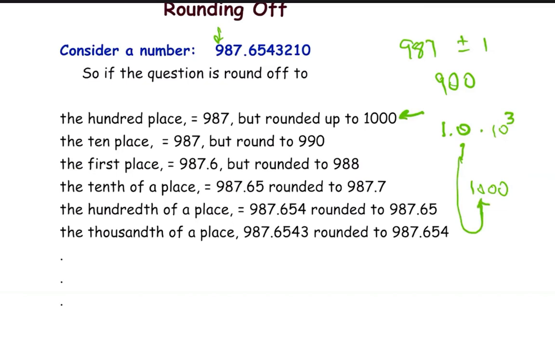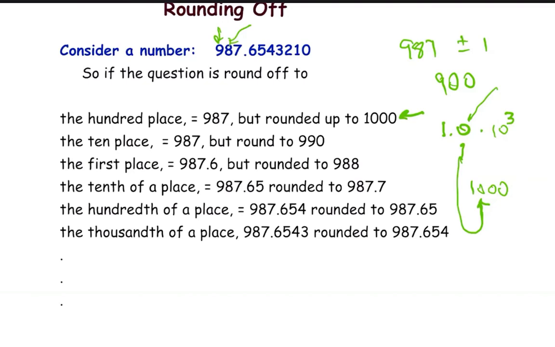So to write this number correctly, rounding off to the 100 place, you would actually write 1.0 times 10 to the third. The 0 here is the 100 place. Okay. Now let's say we're trying to round this number to the 10 place. Well, the 10 place is this digit right here. We're still keeping the integrity of the number.